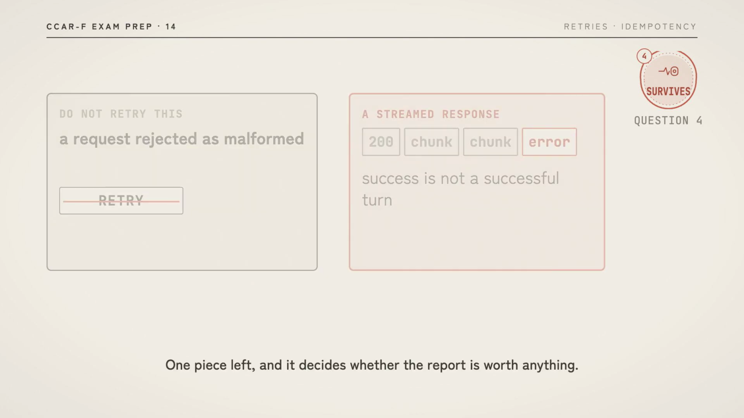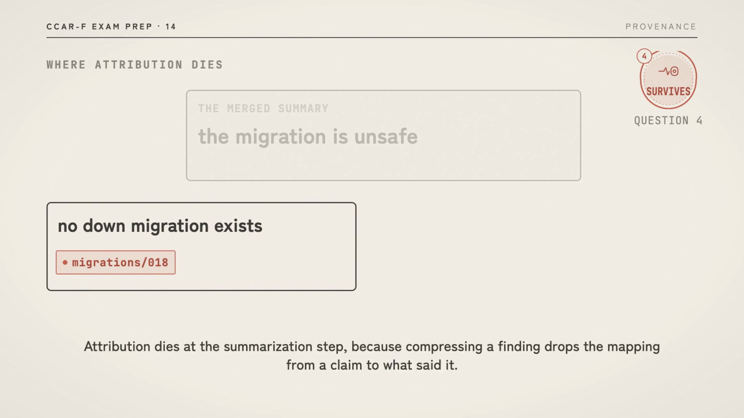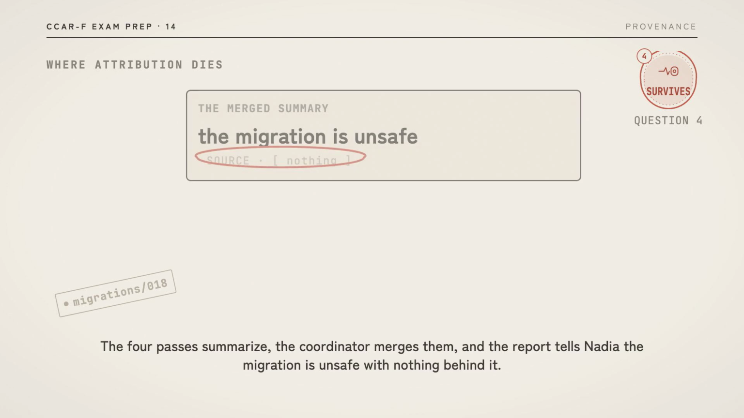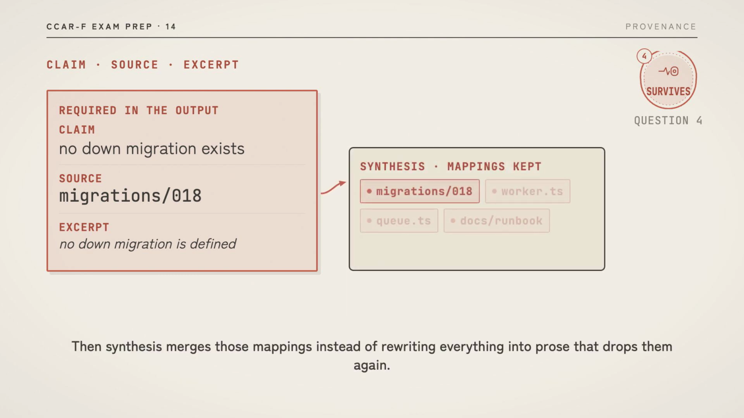One piece left, and it decides whether the report is worth anything. Watch what happens to a finding on its way into the report. Attribution dies at the summarization step, because compressing a finding drops the mapping from a claim to what said it. The four passes summarize, the coordinator merges them, and the report tells Nadia the migration is unsafe with nothing behind it. So require the mapping as part of the output, where every claim carries the file it came from and the excerpt that backs it. Then synthesis merges those mappings instead of rewriting everything into prose that drops them again.